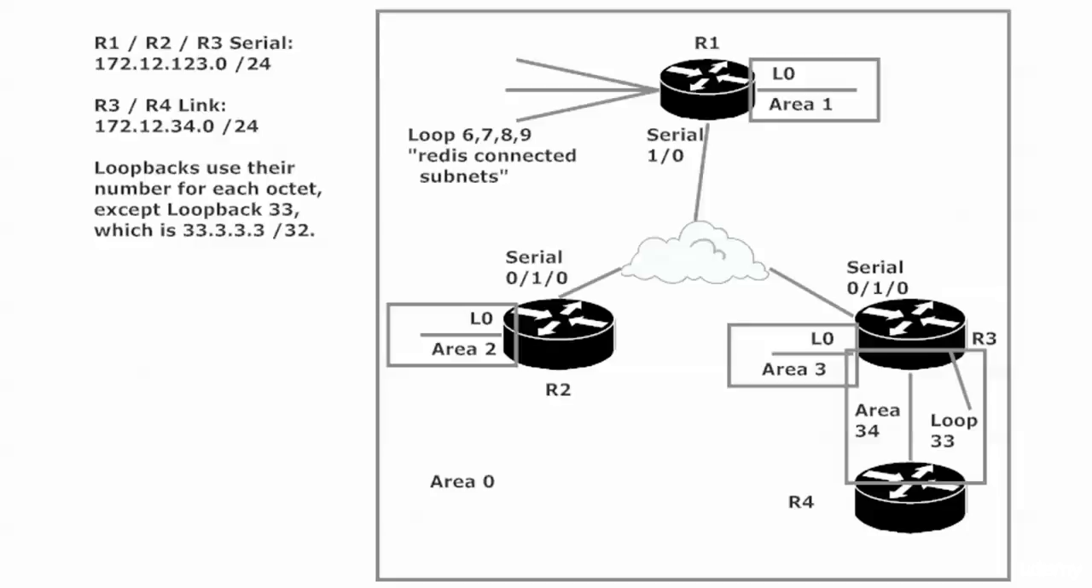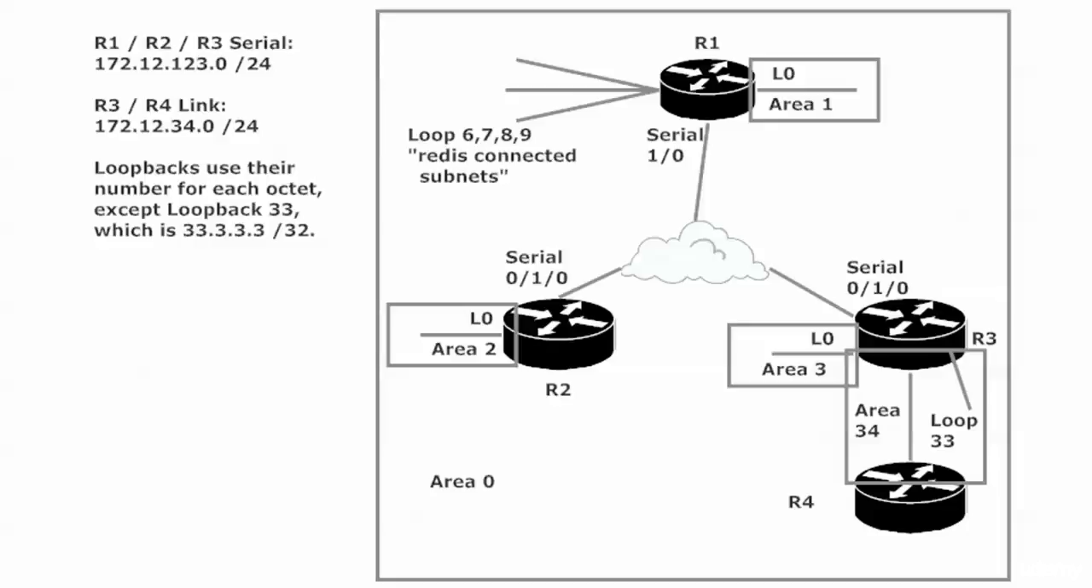So before we dive in, let's take a real quick look at the diagram here because we got a lot going on. We do have our usual suspects as far as the NBMA between routers 1, 2, and 3. That's our 123.0 network. We have a broadcast segment connecting routers 3 and 4, 172.12.34.0. And as for the loopbacks, they're using their number for each octet except loopback 33 over there, which is connected to router 3, and it is 33.33.33.33/32.